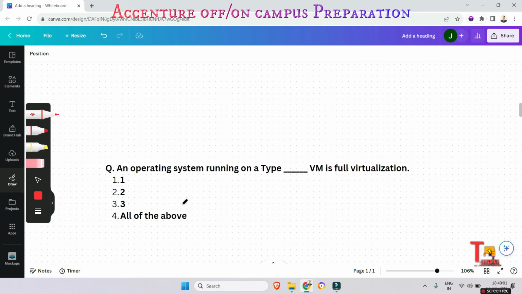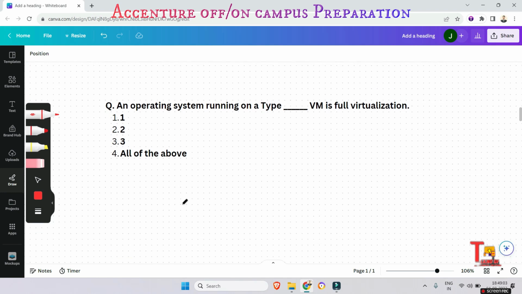Okay, let's go to the next question. An operating system running on a type Dash VM is full virtualization. Type 1 VM, type 2 VM, type 3 VM, or all of the above. Without any delay, I am answering the question. Type 1 virtual machine is full virtualization because it is a complete simulation of the hardware that it is running on. So the answer will be type 1 virtual machine.